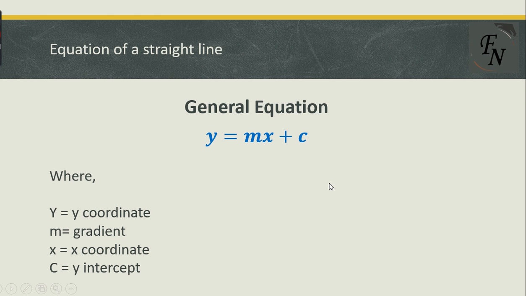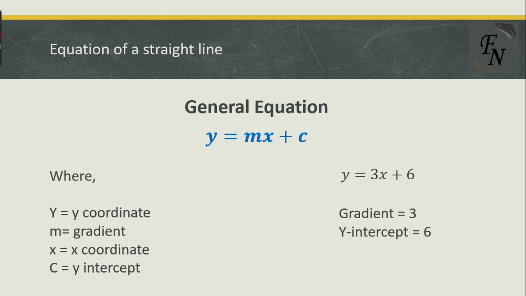We'll learn what the gradient and the y-intercept are, and then how to write an equation. In this example, y equals 3x plus 6, we can compare it with our general equation to find the gradient and the y-intercept. The constant number written with the variable x is the gradient, that is m, so 3 is the gradient. The constant written on its own is c, the y-intercept, so here 6 is the y-intercept.